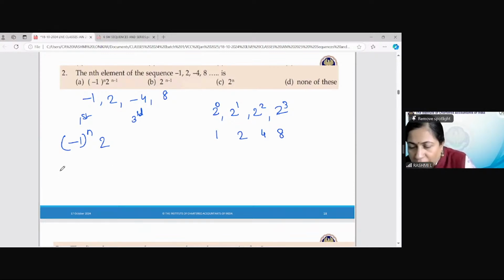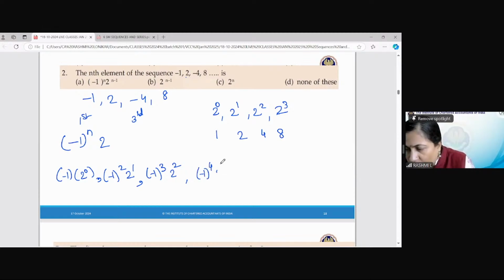Okay. What is my first term? -1 and 2 raised to 0. Second term is -1 square, 2 raised to 1, isn't it? Because this is +2. Then I have -1 cube, 2 raised to 2, isn't it? 4 can be written as 2 raised to 2. -1 raised to 4, 2 raised to 3, isn't it? -1, 2 raised to 0, -1 square, 2 raised to 1, -1 cube, 2 raised to 2.